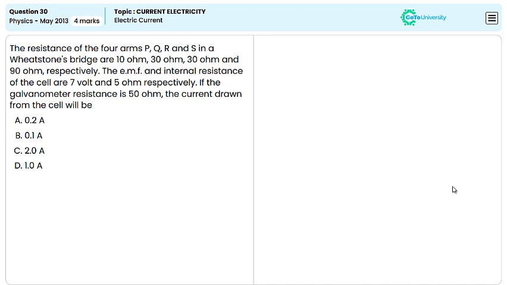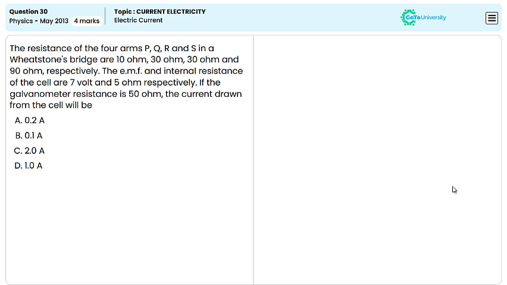The resistance of the four arms P, Q, R and S in a Wheatstone bridge are 10 ohm, 30 ohm, 30 ohm and 90 ohm respectively. The EMF and internal resistance of the cell are 7 volt and 5 ohm respectively. If the galvanometer resistance is 50 ohm, what will be the current drawn from the cell?